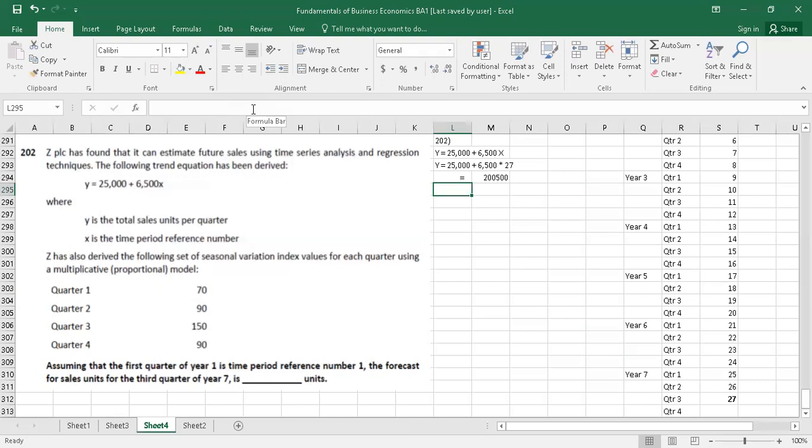Okay, what about the seasonal variation? So this is the multiplicative model. We have now calculated the trend factor. The seasonal variation has to be now calculated, but we are calculating for year 7, quarter 3. The details given are the seasonal variation index values for each quarter. So every year for each quarter, the seasonal variations would be in the same manner. We are right now specifically looking at quarter three. So whether it is year one or year two or year three or year seven, quarter three will have the same seasonal fluctuation every year. So the seasonal fluctuation stands at 150.